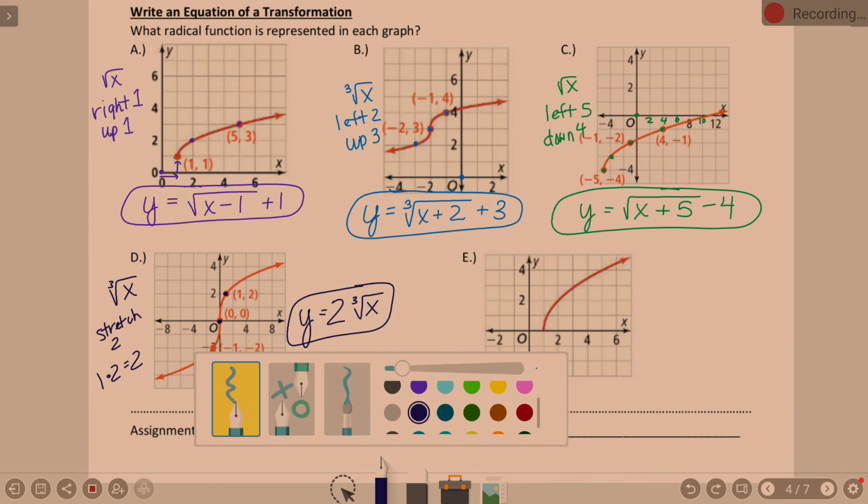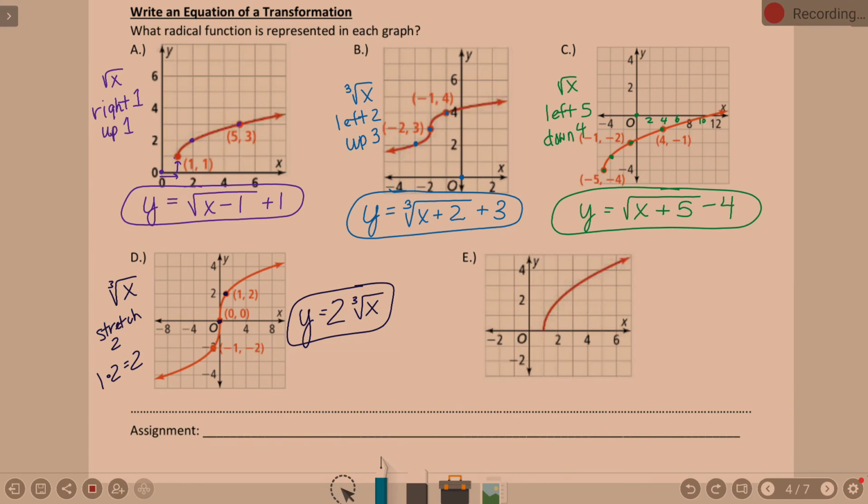And one more. There's no points on this one, so you just have to put your own points on. Let's see, what graph is it? Square root. Did it move? Yes, right 1. It's supposed to start at 0, 0, and it looks like it's starting at 1, 0, so it did move right 1. It doesn't look like it moved up or down. Reflected? No, it's still going the correct way.